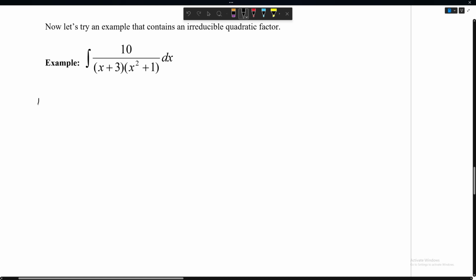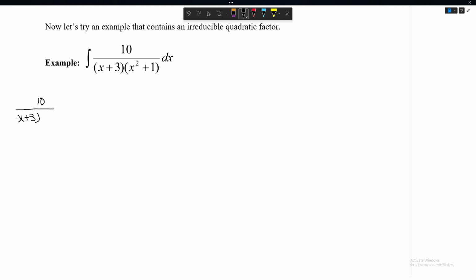Okay, so my 10 over x plus 3 is the same thing as a over x plus 3 plus bx plus c over x squared plus 1, because this is quadratic, right? And so when you have a quadratic, then you can't do this. You have to use this format.